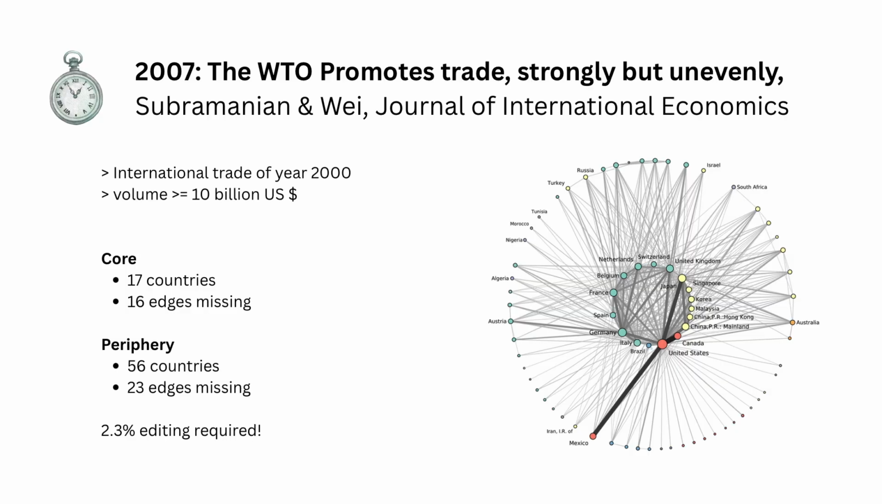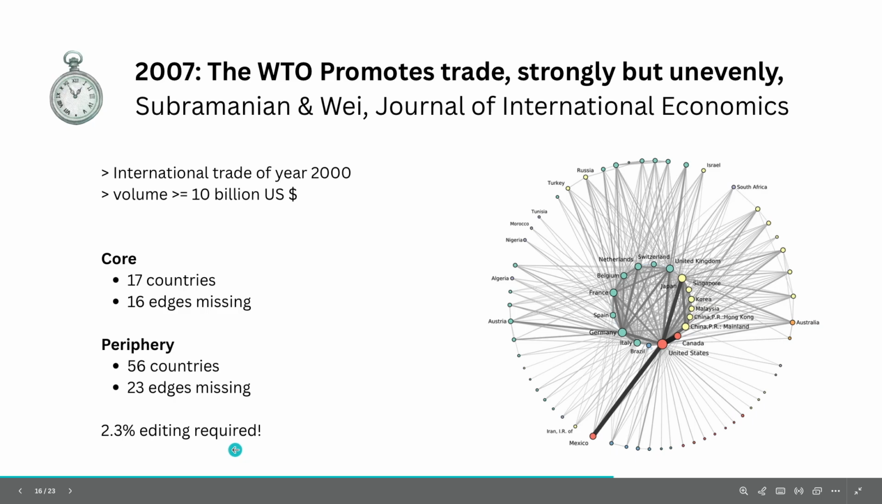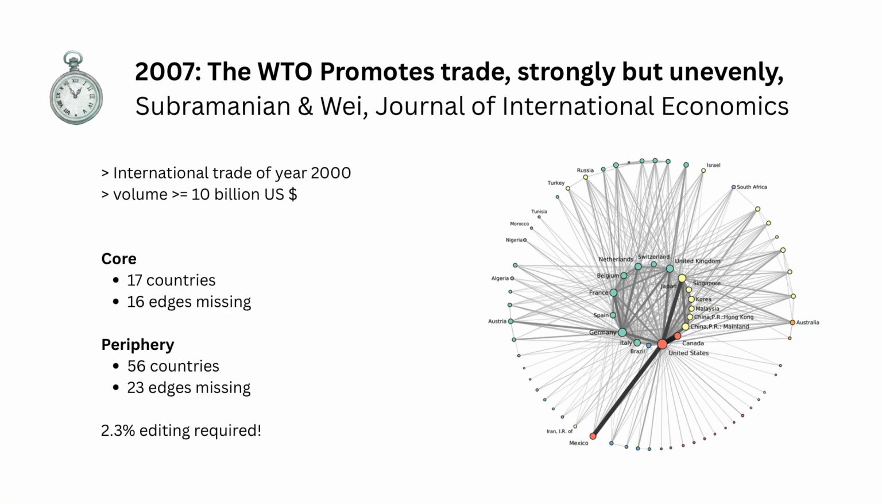Again, they tried to fit this data to our core-periphery model, and they found out that it fits pretty nicely. If you look at the stats over here, there were 16 edges missing in the core and 23 missing in the periphery, which amounts to only 2.3% edges being added or removed. So, even though it wasn't very expected, because trade is supposed to be free and everywhere and so on and so forth, that wasn't happening as evenly as one would want.